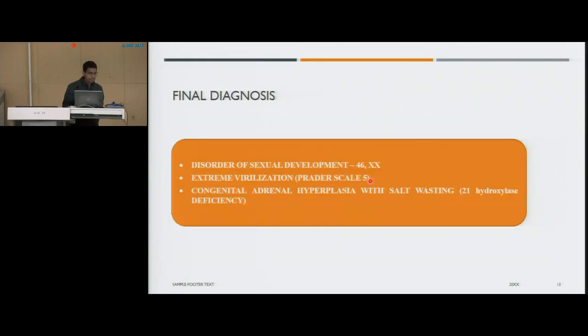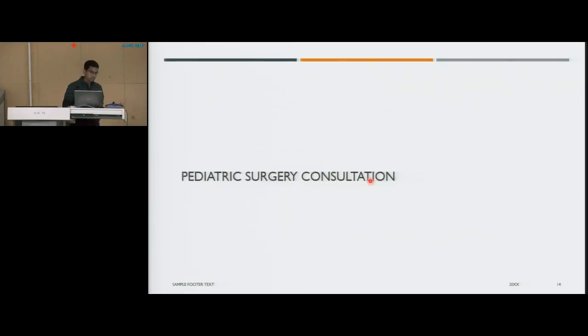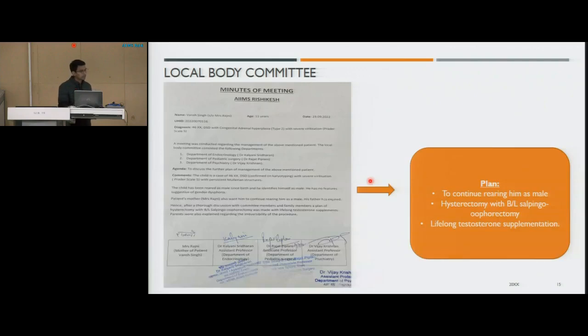So the final diagnosis was disorders of sexual development 46XX with extreme virilization of Prader scale 5 due to congenital adrenal hyperplasia with salt wasting 21 hydroxylase deficiency. This patient was managed in collaboration with Pediatric Endocrinology and the Department of Psychiatry. Then we got a reference from endocrinology for gonadectomy. To further plan the management, we formed a local body meeting comprising the Department of Pediatric Endocrinology, Department of Psychiatry, and Department of Pediatric Surgery to plan the treatment course of this child.